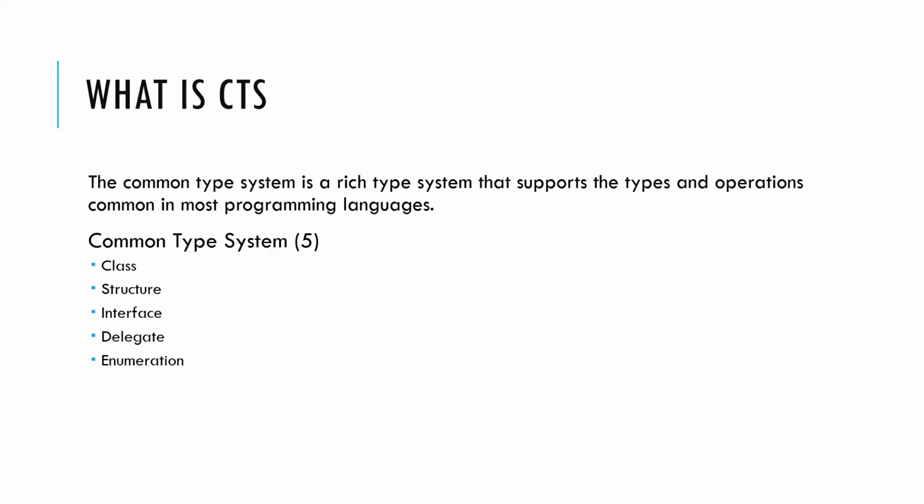So what is the CTS? The common type system is a rich type system that supports the types and operations common in most programming languages. .NET supports five common types: classes, structures, interfaces, delegates, enumerations.